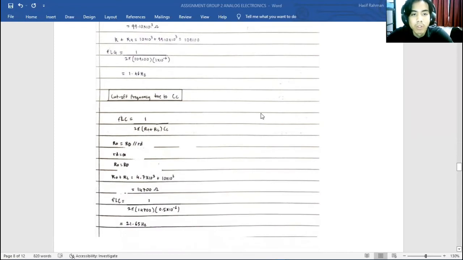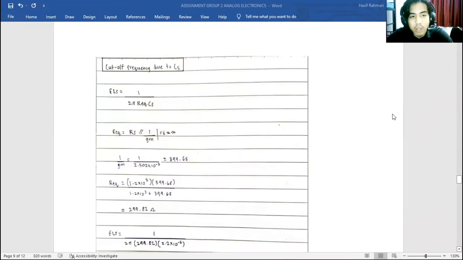Next, we will find the cutoff frequency due to CC. Same equation with the above. FLC equals to 1 over 2 pi RO plus RL CC. By assuming RO equals to RD parallel with small RD, and by assuming RD equals to infinity, then RO equals to RD. RO plus RL, we will get 14,700 ohm. Then we have all the information, just substitute into the formula FLC, and we will get FLC equals to 21.65 Hz.